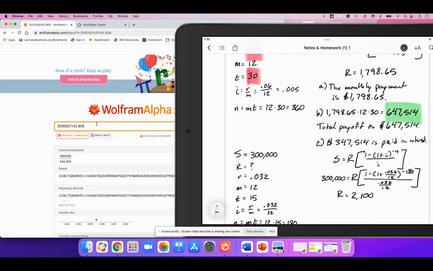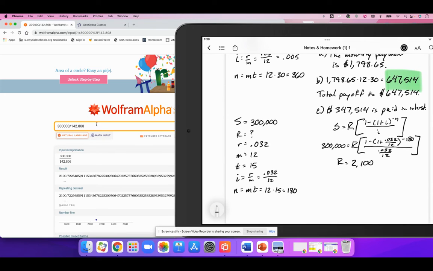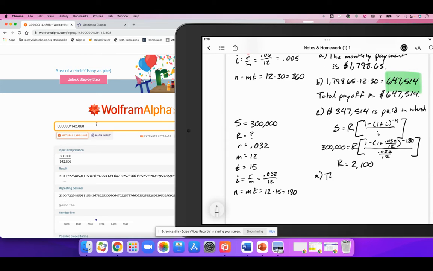And so that's a pretty significant jump from $1,798 to $2,100. It's about $302 per month. But let's see what impact this would have on this family if they were able to pull it off. So the monthly payment will be $2,100.72.